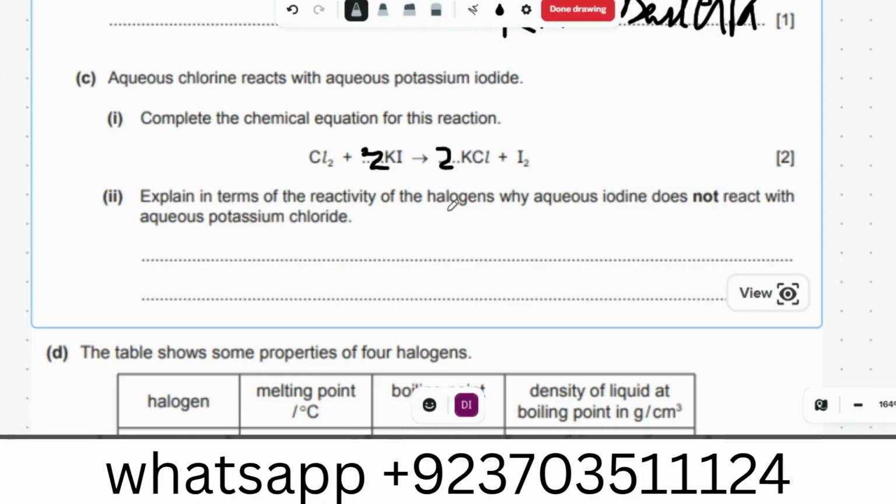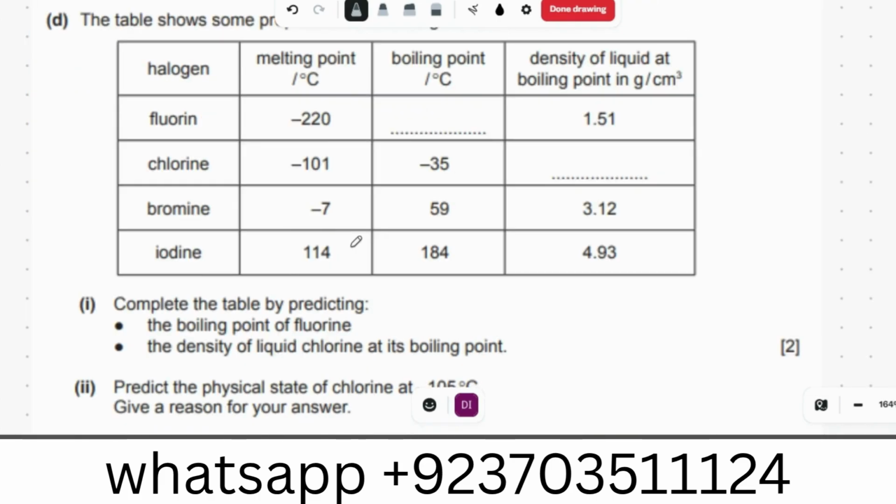Explain in terms of reactivity of a halogen why aqueous iodine does not react with aqueous potassium chloride. Again, I will say that chlorine is more reactive than iodine, so iodine cannot replace chlorine. Okay.